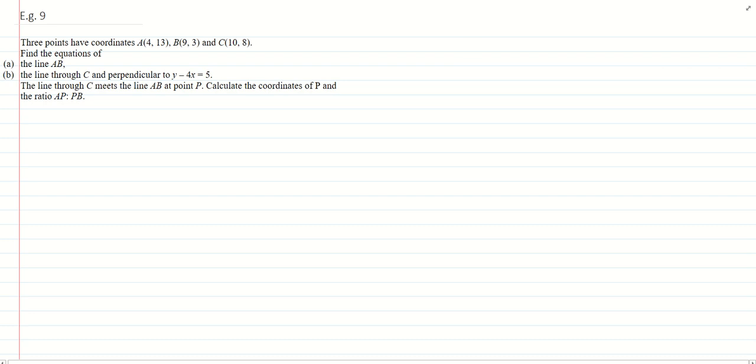Alright, so let's take a look at example number 9. Three points have the coordinates A (4, 13), B (9, 3), C (10, 8). Find the equation of the line AB.